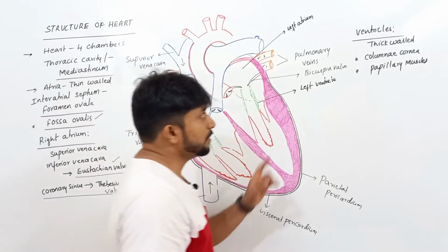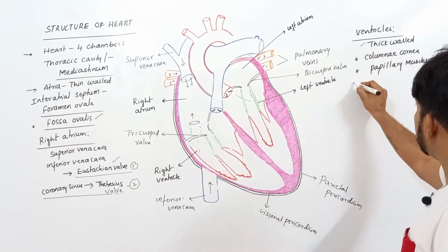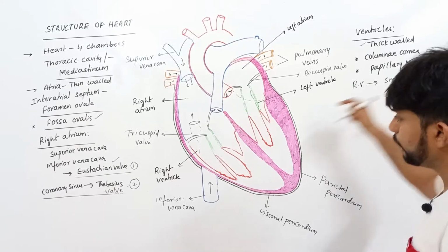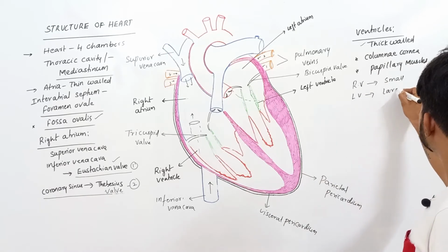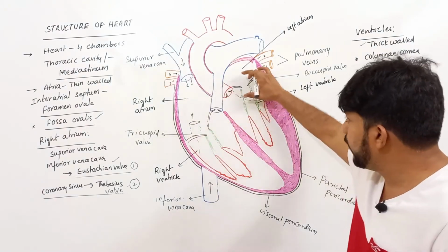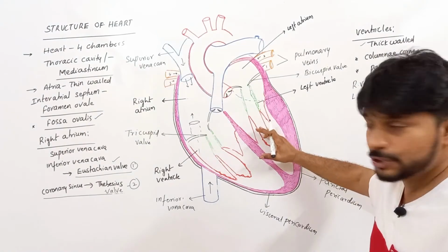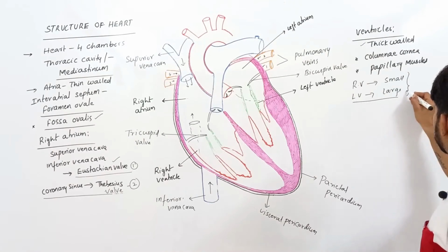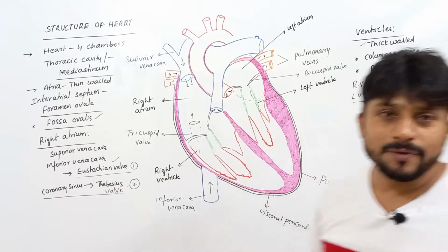Now, ventricles are thick-walled, and your right ventricle is small and your left ventricle is large. Your right atrium is large, left atrium is small, right ventricle is small, left ventricle is large. Both ventricles are thick-walled, and your left ventricle is thicker than your right ventricle.